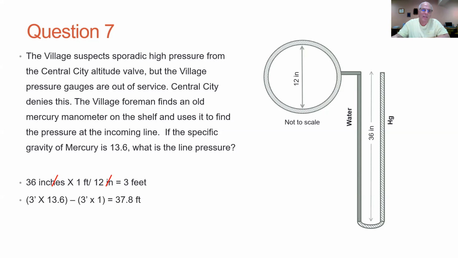I've got to convert that to PSI because that's what they're looking for. And we know that for every 1 PSI, there's 0.433 conversion factor. So I'm taking a 37.8 times the 0.433, coming up with a pressure of 16.4 pounds per square inch. And again, that's the old way you do things. Don't do this at home, as they always say. All right, let's move on to question number 8.